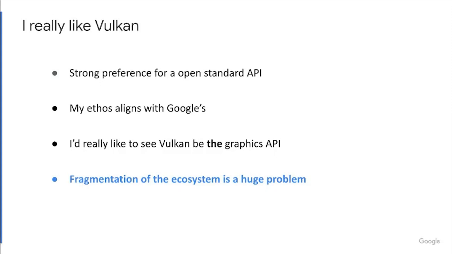But Vulkan is really important to Google. We believe in it. We believe in the way it's developed. And it's the preferred graphics API on most of our hardware. I'd really like Vulkan to be the graphics API.